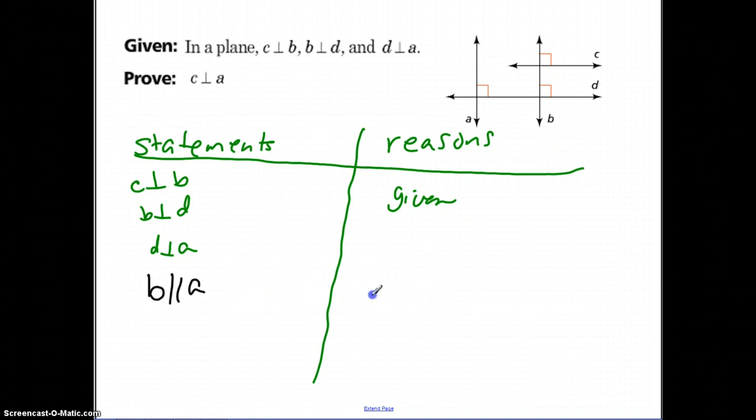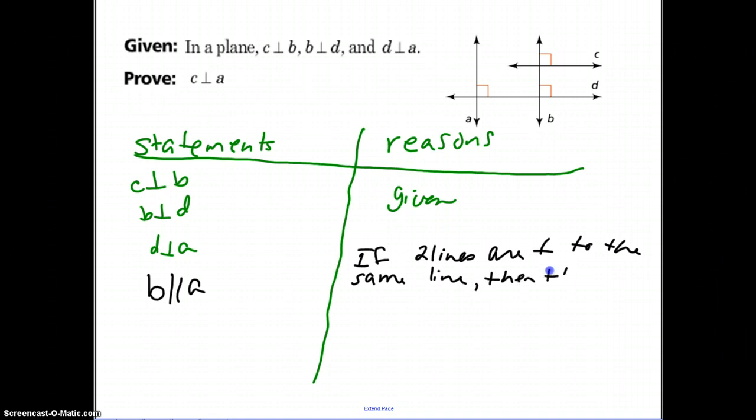And this was one of our theorems that didn't have a name, so you kind of just have to write it out in words, which said if two lines are perpendicular to the same line, which in this case they are, D is both perpendicular to B and A, then the two lines are parallel. So I know that line B and line A are parallel.